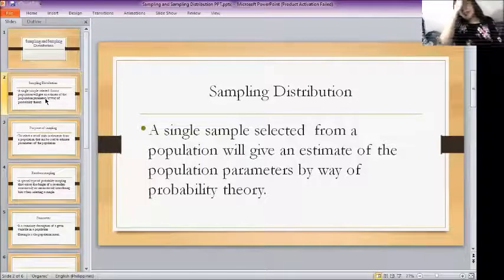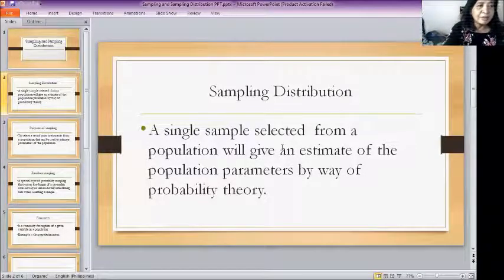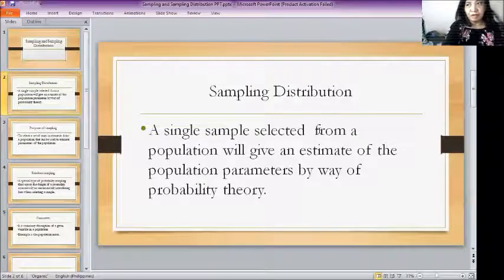So first is, what is a sampling distribution? Okay. So a single sample selected from a population will give an estimate of the population parameters by way of what we call the probability theory. Let's try to distinguish first what is the population, what is sample. Of course, the population is the bigger group. The sample is the smaller group. So you take a sample from the population.